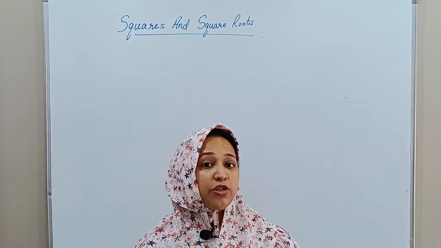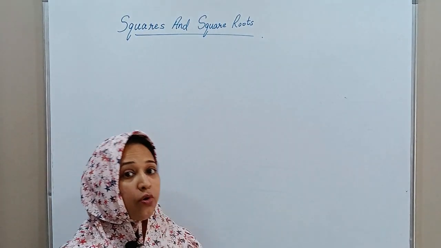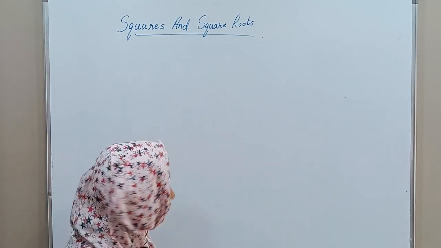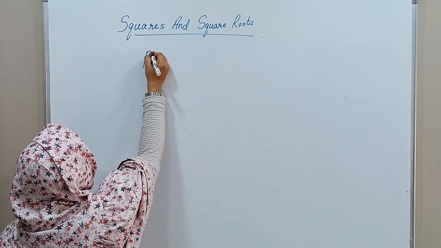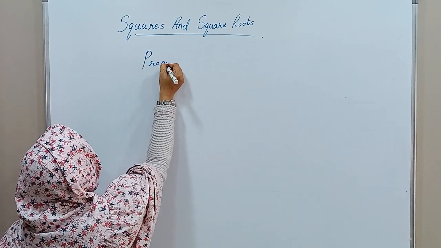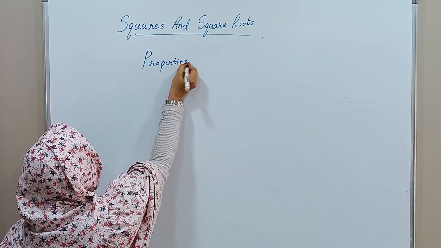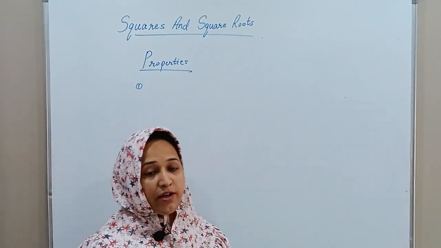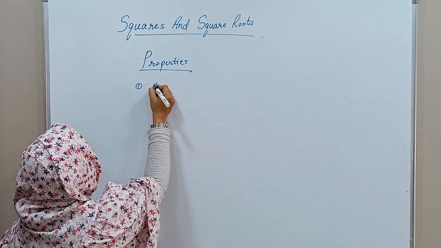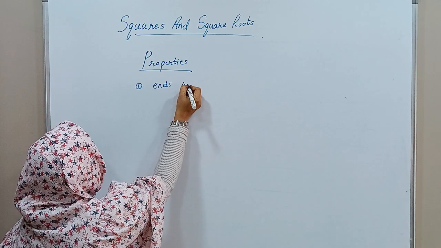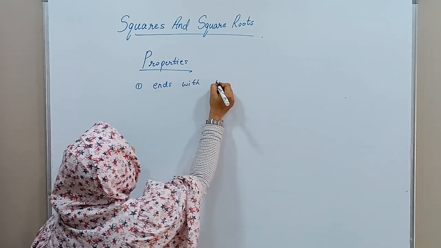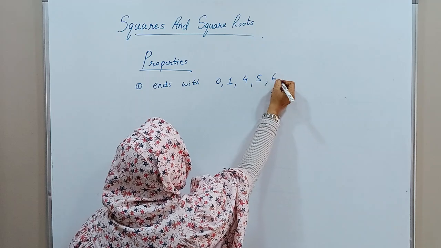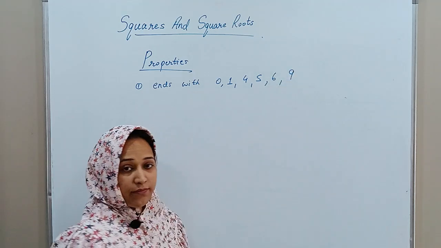We are learning squares and square roots. In this video, we will learn a few properties of square numbers. So to start with, the first property says that any square number always ends with 0, 1, 4, 5, 6 or 9.